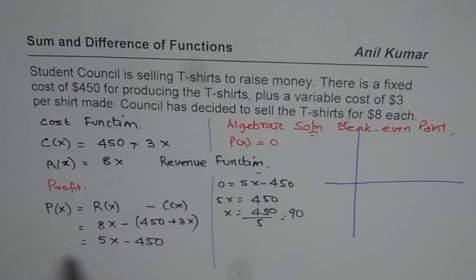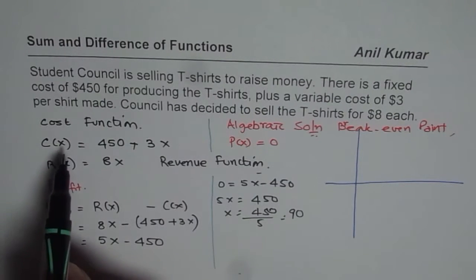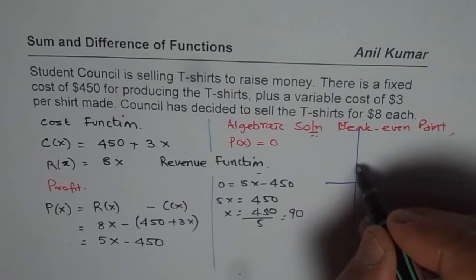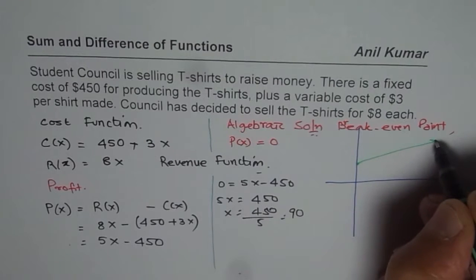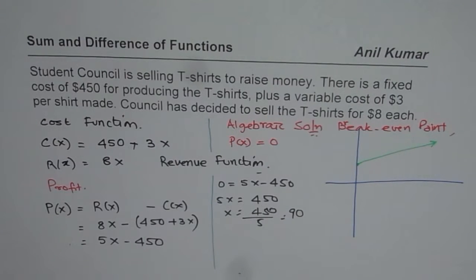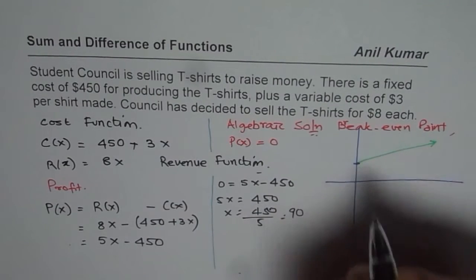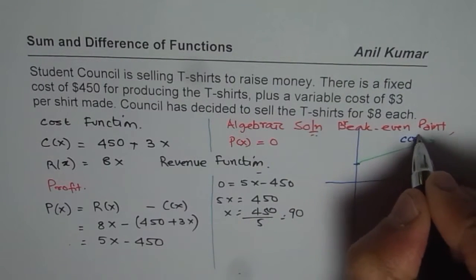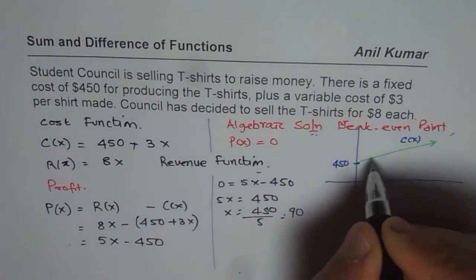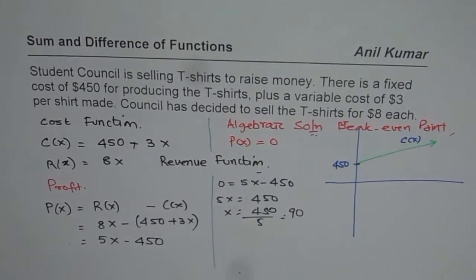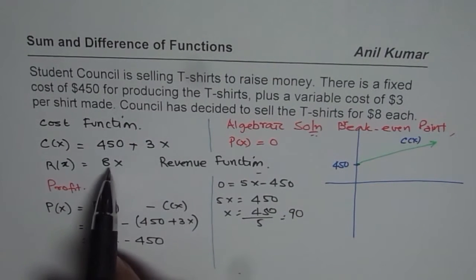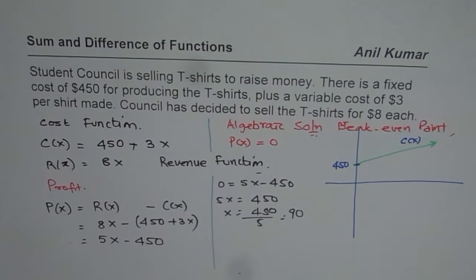Now as you can see here, we have combined functions to solve a real life situation. Now we can also find the solution graphically for the same function. Let us sketch the function C of x, which is 450 plus 3x. Let us say this is 450 in dollars, and that's the rate 3x. So let's say this is the graph which represents the cost function, C of x, and let us say this is 450, and the slope is 3, right? Okay. Now revenue function is 8 times x.